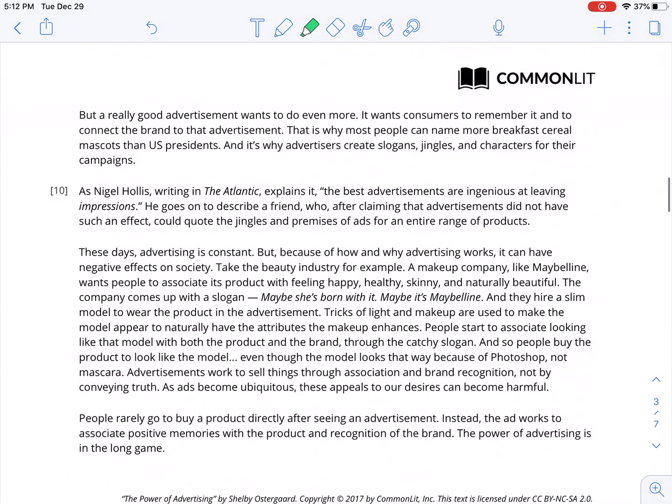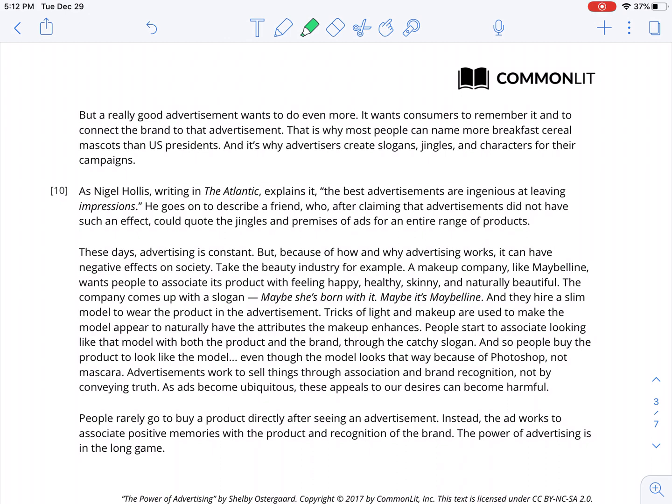But a really good advertisement wants to do even more. It wants consumers to remember it and to connect the brand to that advertisement. That is why most people can name more breakfast cereal mascots than U.S. presidents. And it's why advertisers create slogans, jingles, and characters for their campaigns.